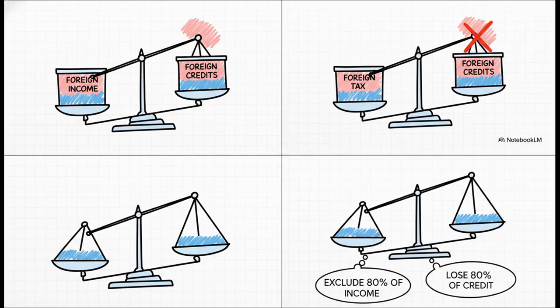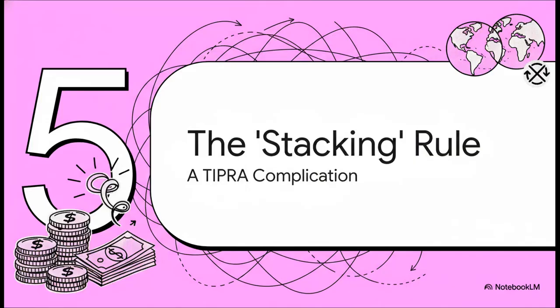The whole point of this exercise is to surgically remove the taxes that are tied to your excluded income, so you're only left with credits for taxes paid on the income you didn't exclude. Okay, so you think you've got it figured out, right? You exclude some income, you lose some credits, simple math. Well, hold on, because this is where a huge complication gets thrown into the mix. We're moving on to the stacking rule magnifier.